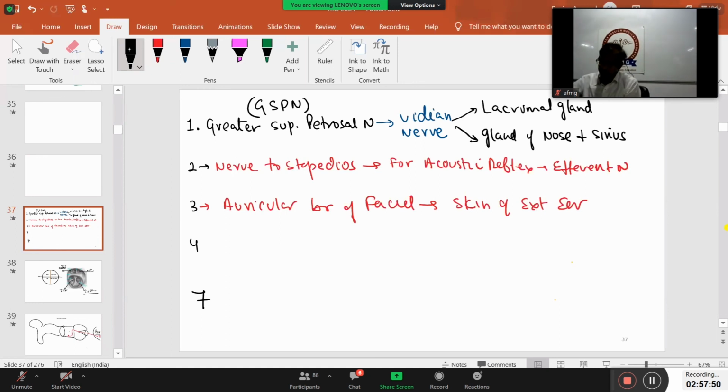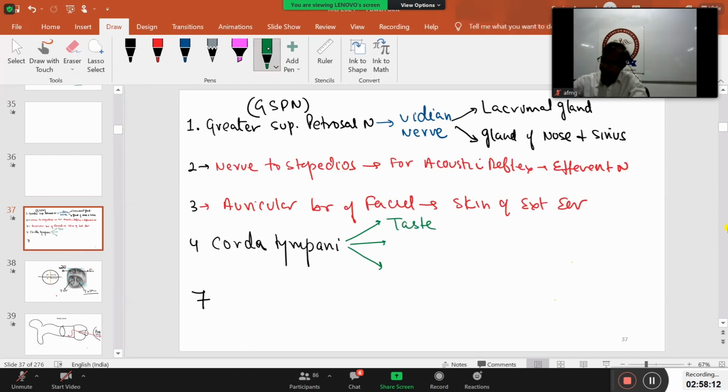The fourth branch is chorda tympani. This is the most popular branch of the facial nerve, the chorda tympani. And it supplies three things. It supplies taste buds on anterior 2/3 of tongue, not the entire tongue. Please note, it does not supply all the taste buds, it supplies most of them. So your taste of the food that you get is mainly because of the facial nerve.